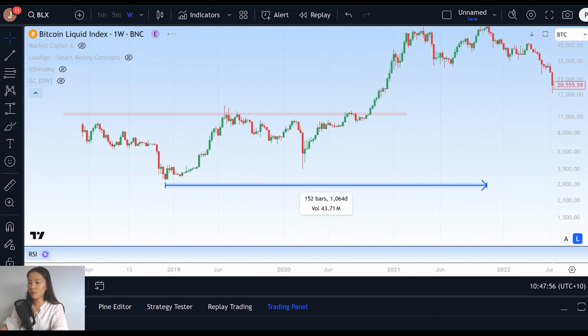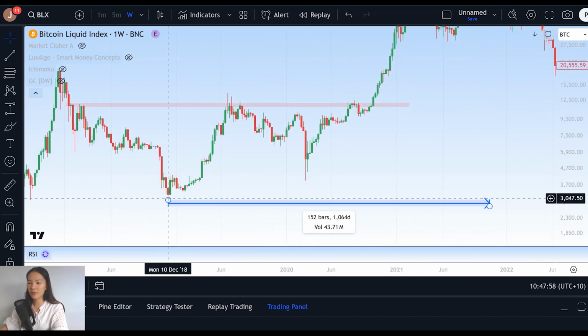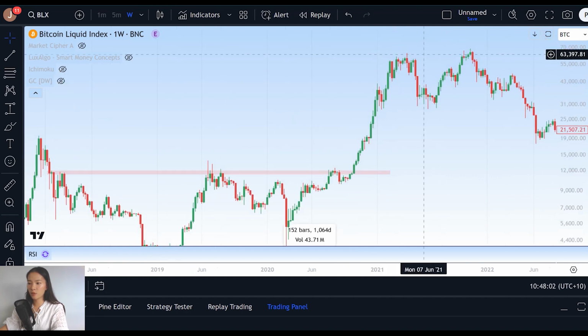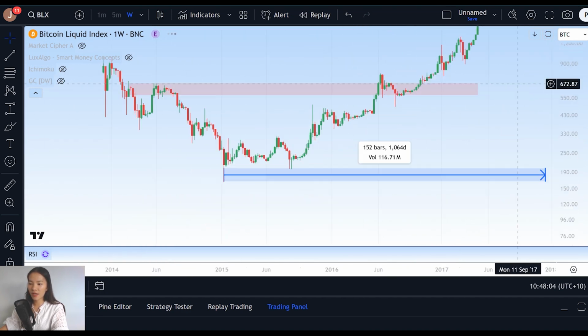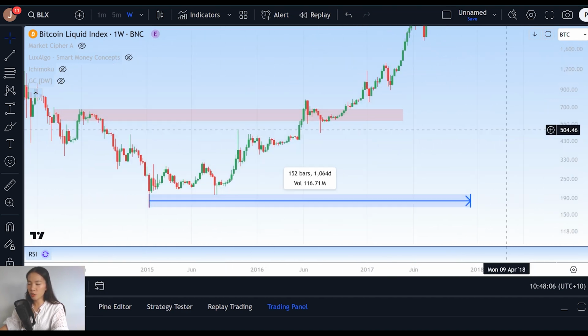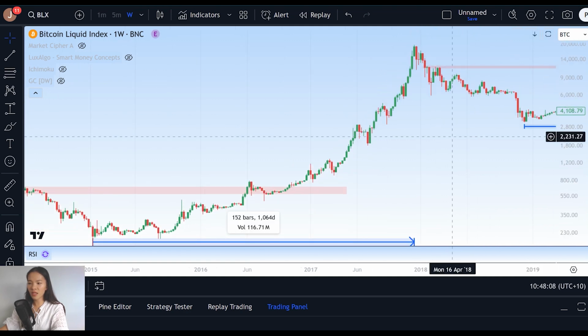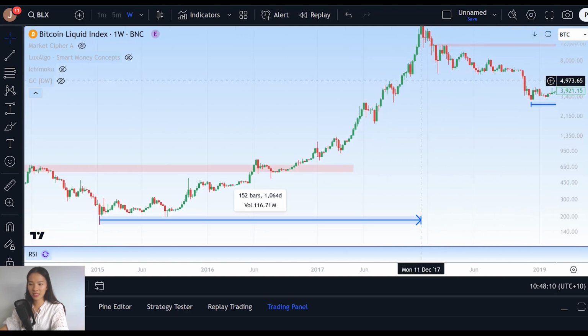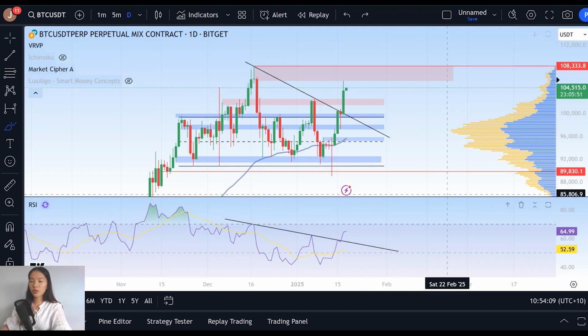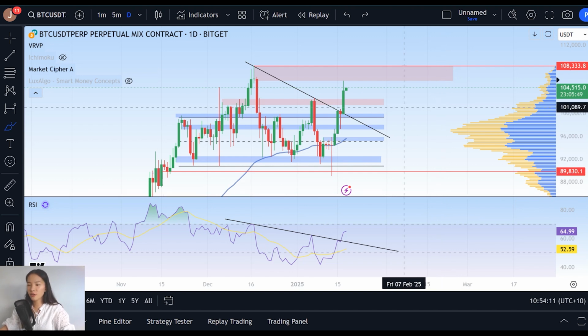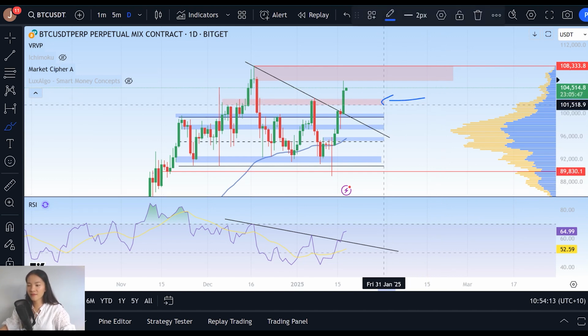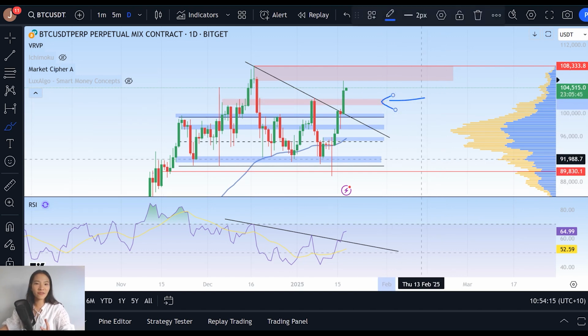If we take a look at historical price action, we can see over here it was 1,064 days from the bottom at 3K up to 69K, and all the way back here again from the bottom to 17,000. It was again 1,064 days. So assuming that Bitcoin continues to hold 102.5K as that base of support moving forward, Bitcoin definitely has some really bright days ahead and some really exciting price action for us to look forward to.